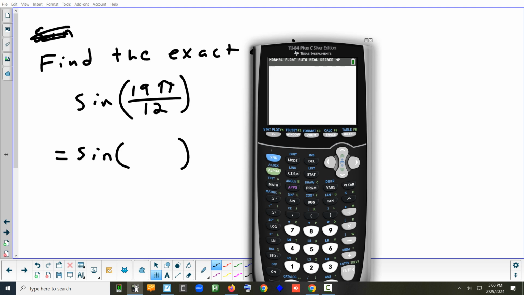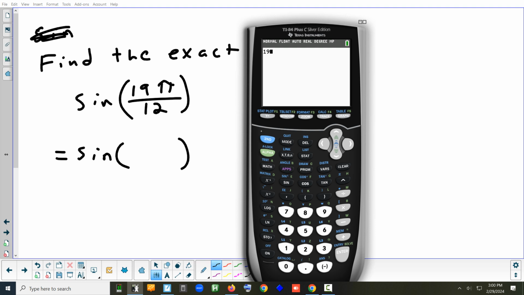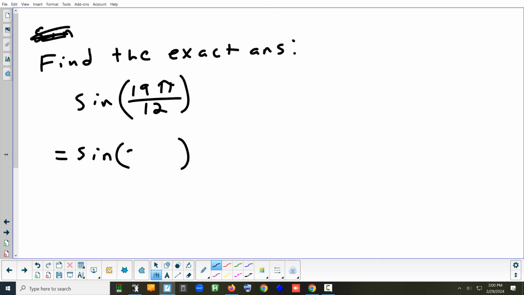Yeah. You multiply 19 pi divided by 12 by 180 over pi. So yeah, the pi's will cancel. It's just going to be 19 times 180 and then divide by 12. So that's 285 degrees. Okay.